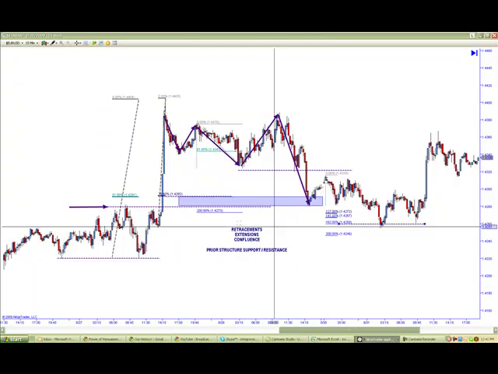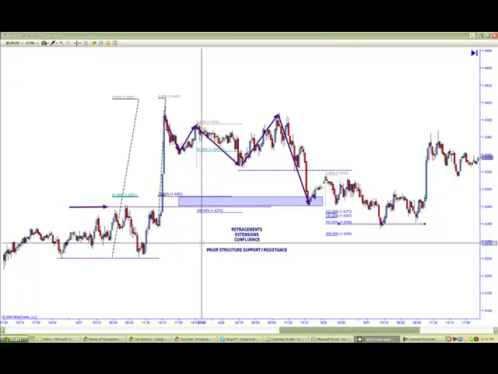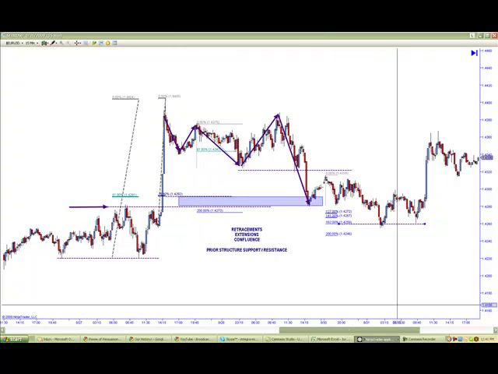Use these powerful Fibonacci tools to help you define areas of high probability. And there are even areas of higher probability that we teach in the course that you can specifically use and trade in a trading plan.